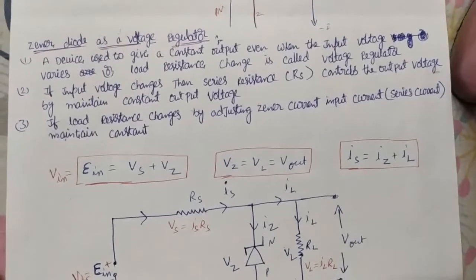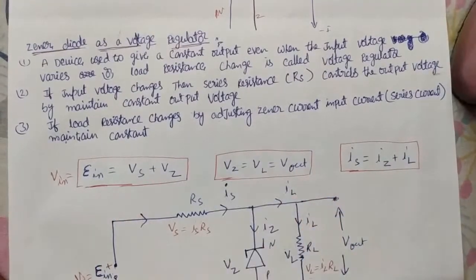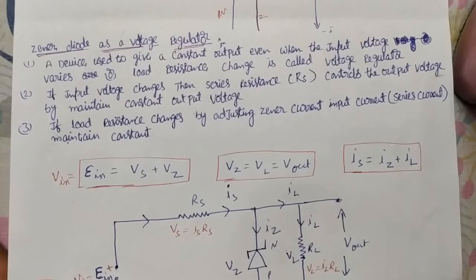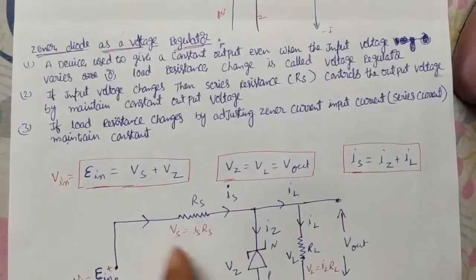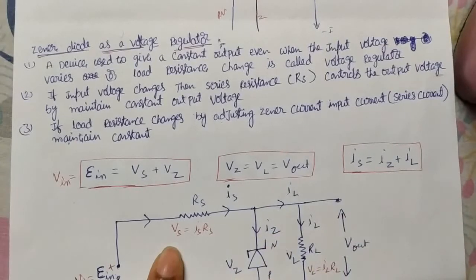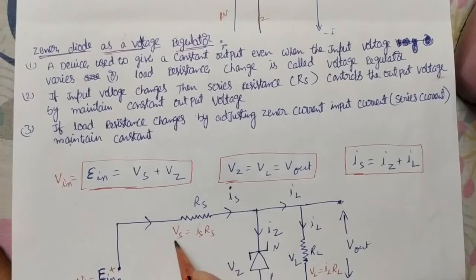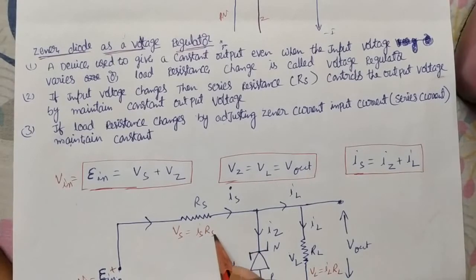And whatever the input potential applied here, that will be shared between the diode and this resistance. Why? Because in the loop, whatever the EMF or potential source is connected, that potential will be shared between the components. Here potential across series resistance you can take as Vs. Across the Zener diode is Vz. And what is the potential across a resistance? According to Ohm's law, potential V is equal to IR. What is the current flowing through this? IS, and resistance is RS. So IS into RS is Vs, the potential across series resistance.